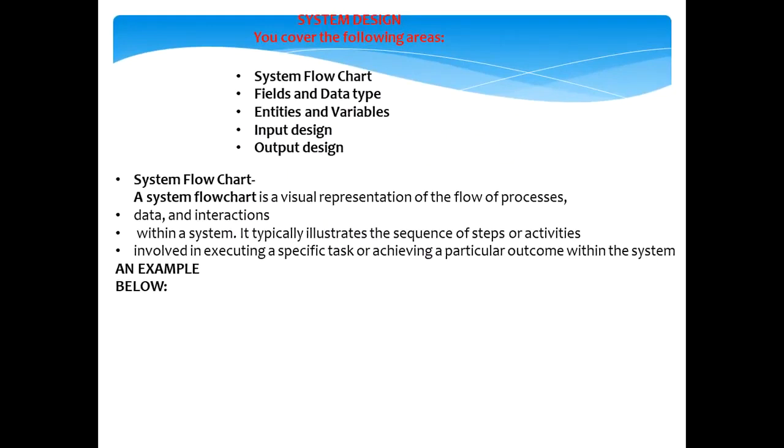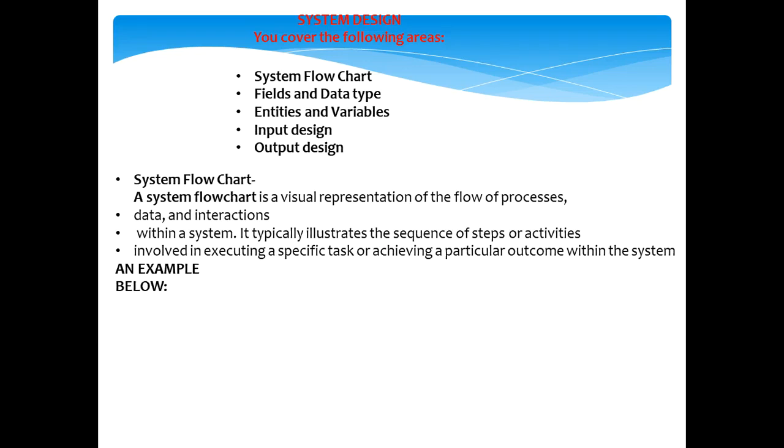Then from the system analysis, we usually go to system design. Remember, we were in system analysis where we have looked at problem definition, overview of the existing system, and the proposed system. Now, the second subtopic on the first part of Milestone 1 is system design. Here, you cover the following. Number 1, you cover the system flowchart. You cover the field and data types, entities and variables. You cover input design, and also you cover output design. Remember, this is a very crucial part of project.